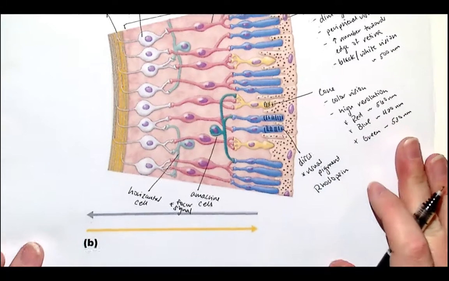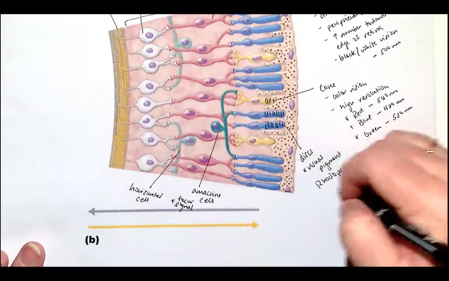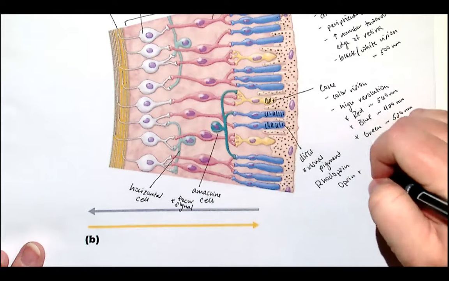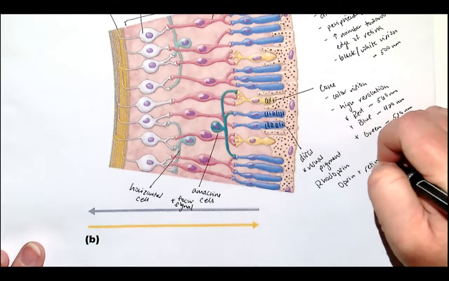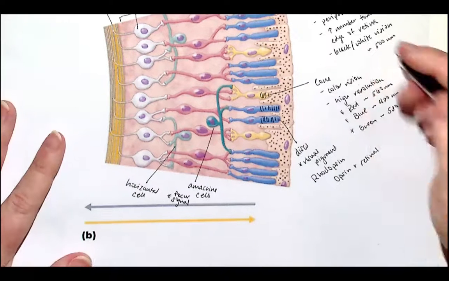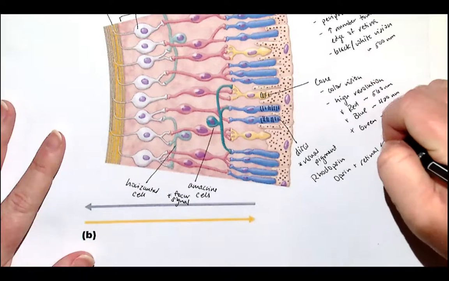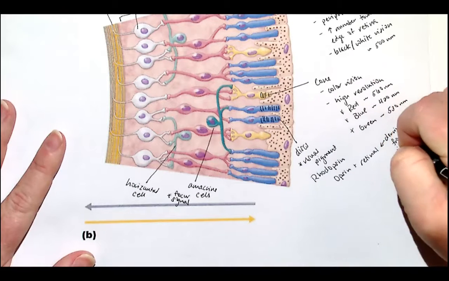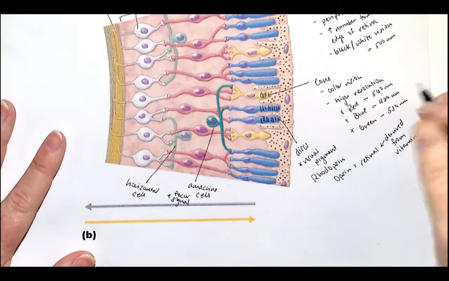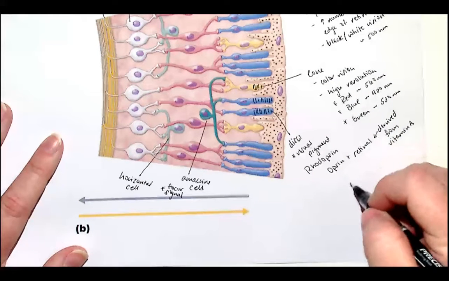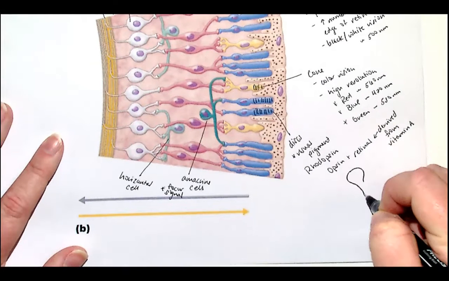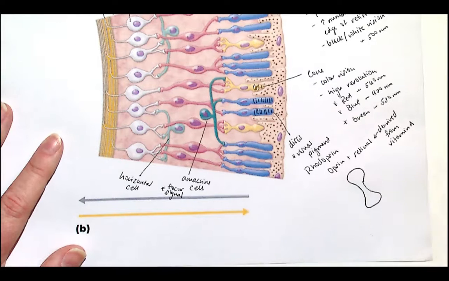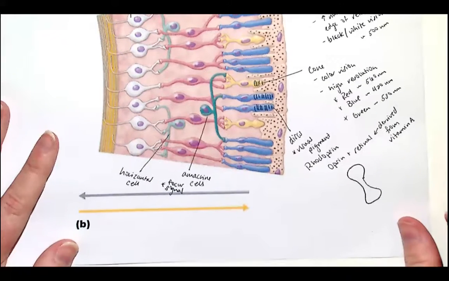And rhodopsin is a big protein. It's made up of two things put together. It's made up of opsin plus a molecule of retinol, which is derived from vitamin A. And if I were to draw it, I'm going to give it a try. It kind of looks like a dumbbell. Sad dumbbell, but you get the idea, right?